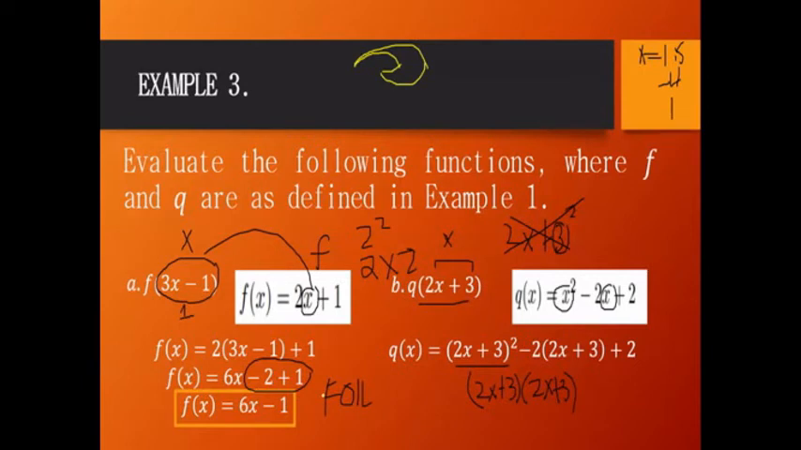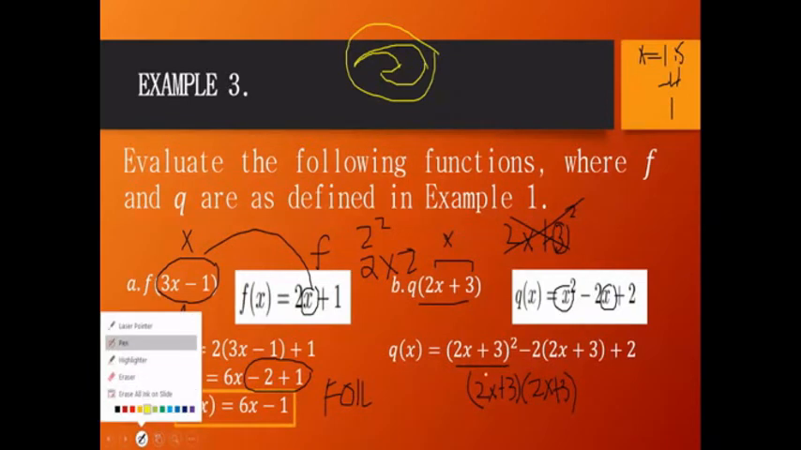FOIL method, ginagamit din natin yan kahit magkaiba itong dalawa. Okay? At the same time, ina-apply din natin yan sa trinomial. Yun nga lang, sa trinomial, hindi na siya katulad nito na image. Iba na yung magiging itsura niyan. Okay? So, let us try the FOIL method.